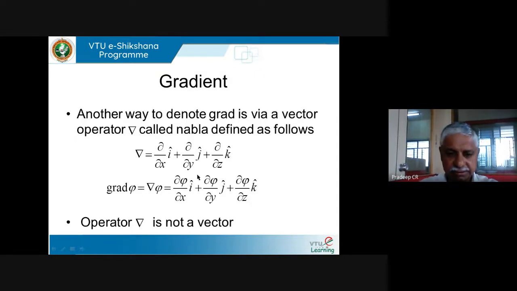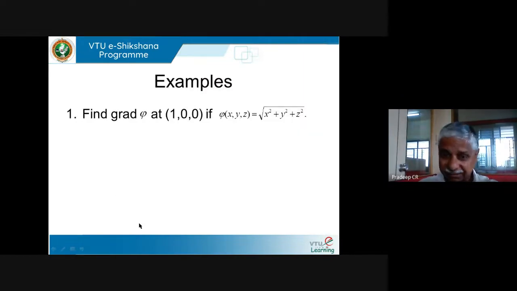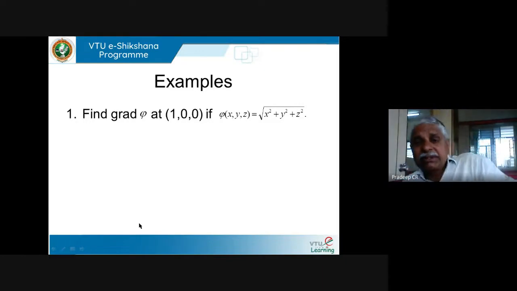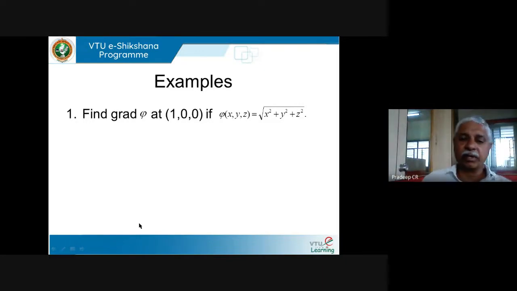So this is the definition. This is just a notation. Grad phi is NABLA phi. NABLA phi is nothing but del phi by del x times i plus del phi by del y j plus del phi by del z k. This is what I call grad phi. I'll write it as NABLA phi. That's just a notation, don't worry about it at all. So remember that NABLA is not a vector, but an operator. Let us do a few examples that might help in consolidating whatever I told you till now.